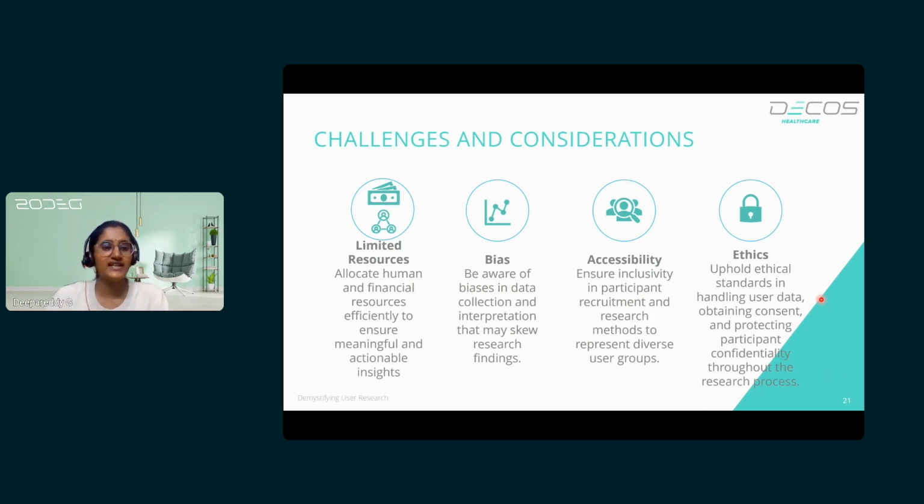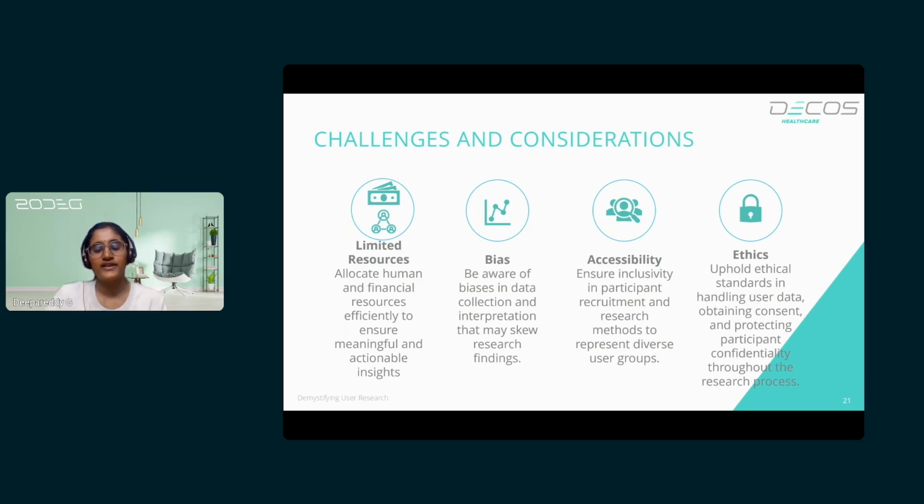And the third challenge that we must consider is accessibility. We have to ensure that the research methods and the participant recruitment are inclusive, in the sense that they represent a diverse range of user groups. This inclusivity ensures that the insights we have gained are applicable to all intended users, and that no important perspectives are overlooked. So that is about accessibility.